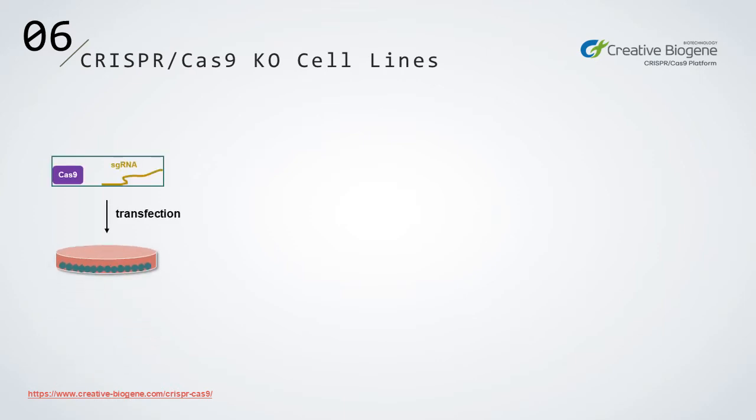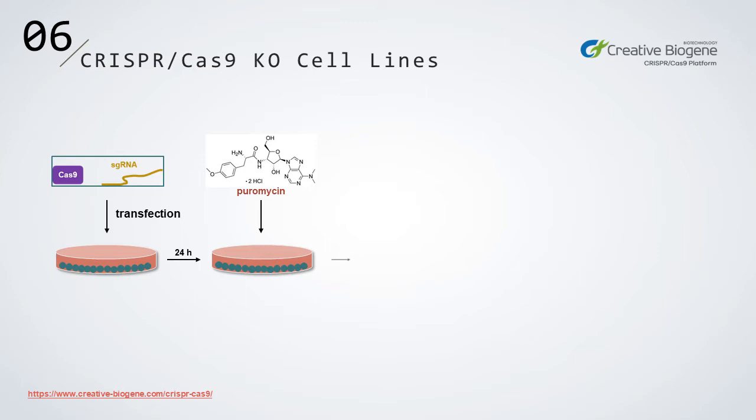Plasmids carrying guide RNA and Cas9 mRNA, and a puromycin resistance gene, are introduced into a cell of interest by transfection. 24 hours after transfection, a certain concentration of puromycin is added to the medium to kill untransfected cells. This process usually takes 2 to 3 days. Then, the remaining alive cells are uniformly coated on 96-well plates at a ratio of 0.5 to 1 cell per well.